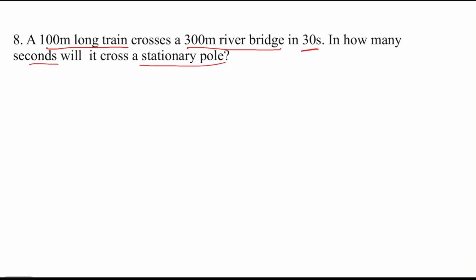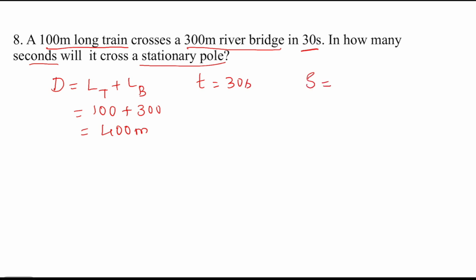Okay, so with first data let us find out the distance. Distance is length of the train plus length of the bridge. So length of the train is 100 plus bridge is 300. So it is 400 meter. The distance is 400 meter and time taken is 30 seconds. Therefore speed is nothing but distance upon time. So distance is 400 and time is 30. So 0 0 cancels. So it is 40 by 3 meter per second.